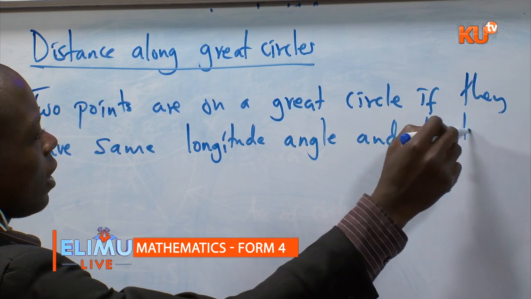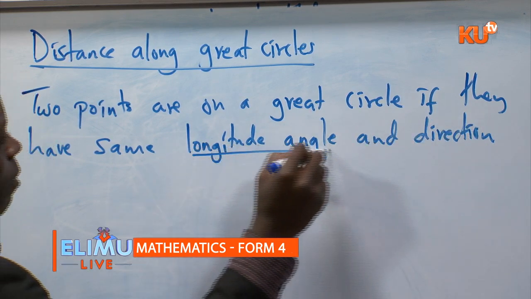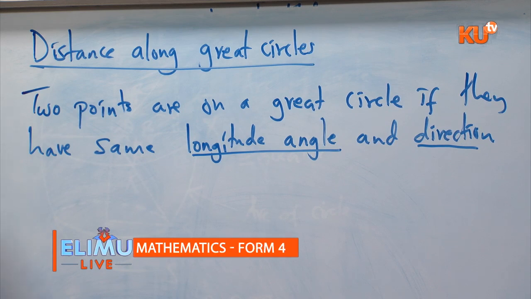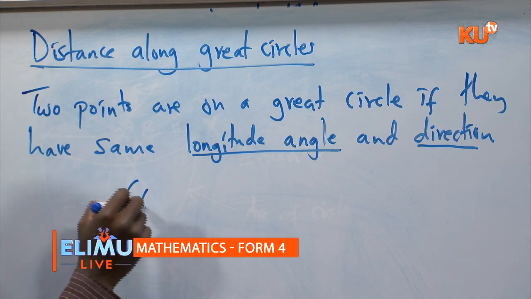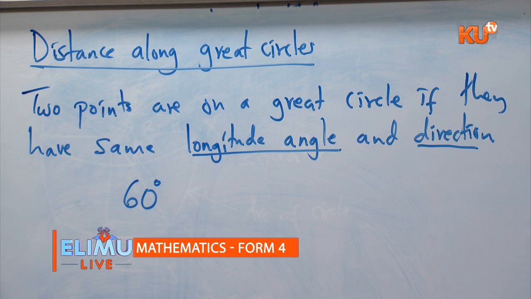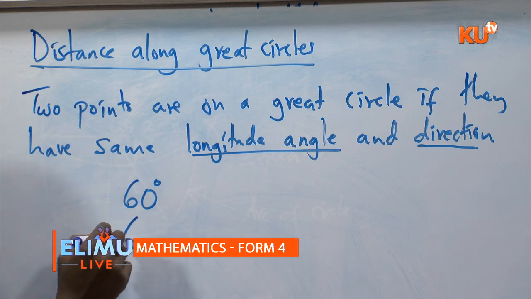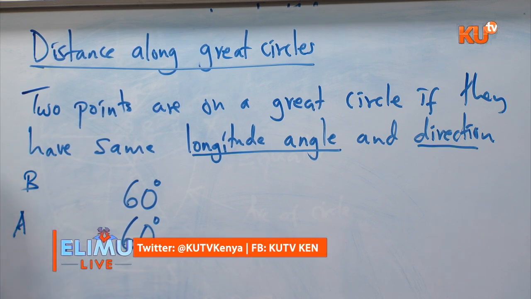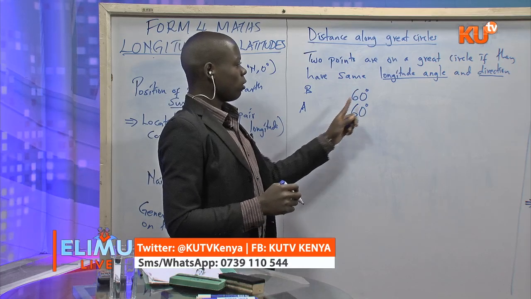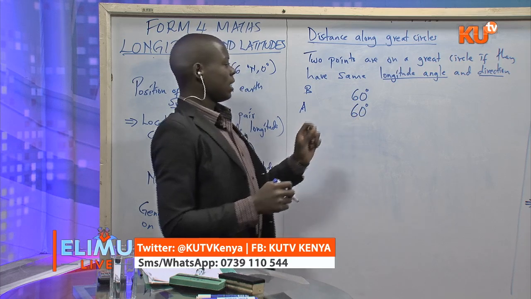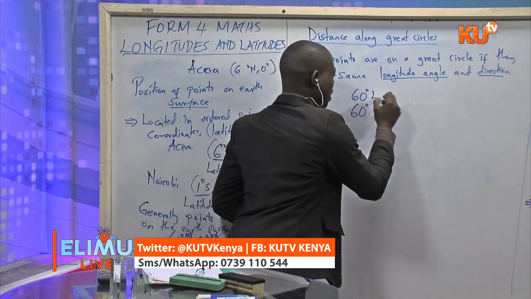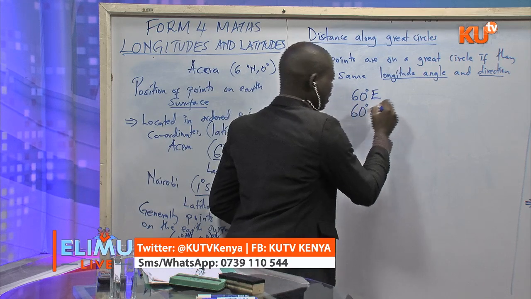I will explain what this means, that it has to be on the same longitude, angle, and the same direction. When I talk of the angle, for example, if it is 60 degrees, then they must all be on 60 degrees if there are 2 points, A and B. If A is on the longitude of 60 degrees, then B also has to be 60 degrees. Direction: if A is to the east, then B has to be to the east.